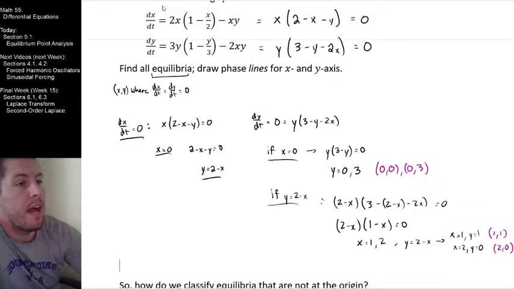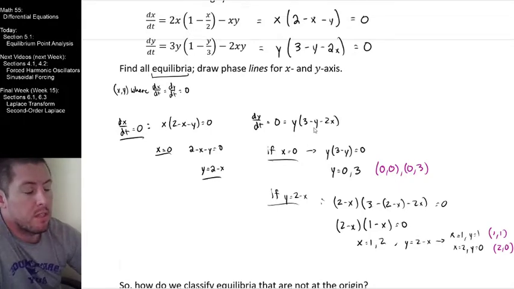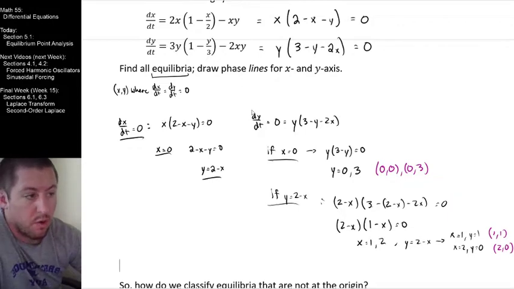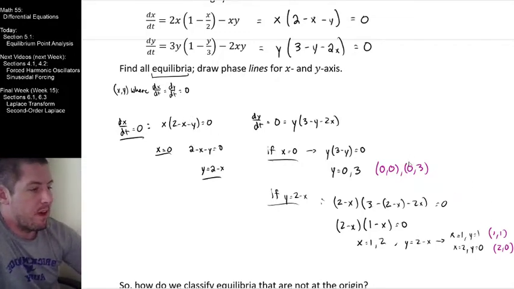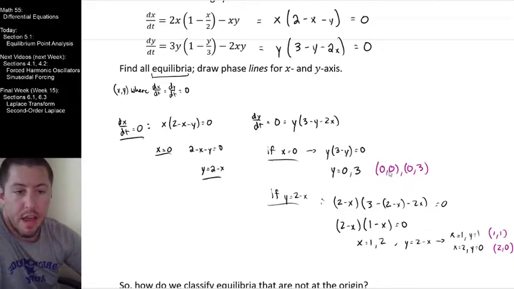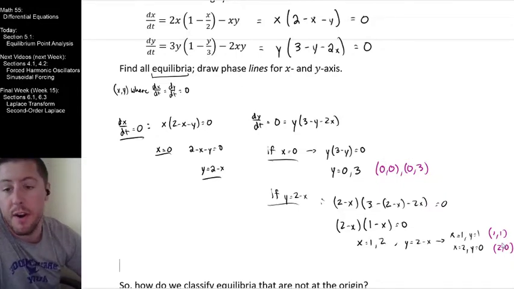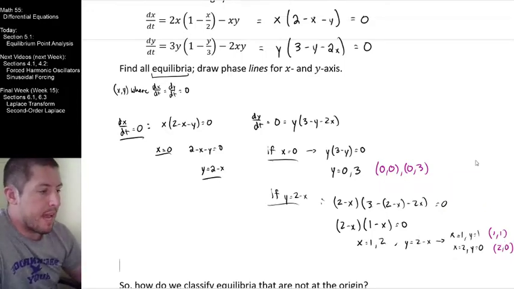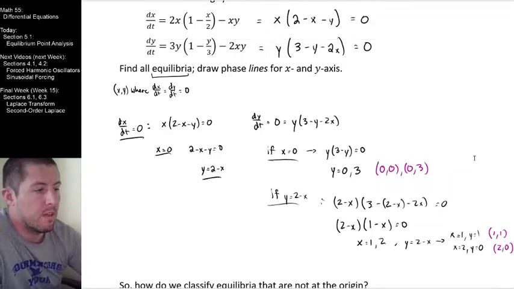And finally, you should notice that another case that should have come out of here is the y equals 0 case. If y is 0, then dy/dt is equal to 0. And if y is 0 over here, then we need x to be either 0 or 2. Well, if y is 0 and x is 0, we already covered that one. If y is 0 and x is 2, we've already covered that one. So I think I got all of my possible equilibria. I think these four represent all of them here.